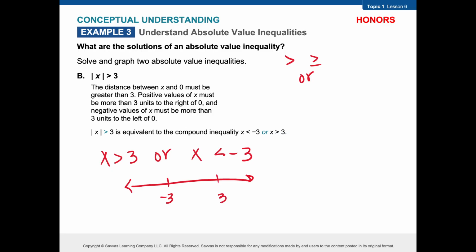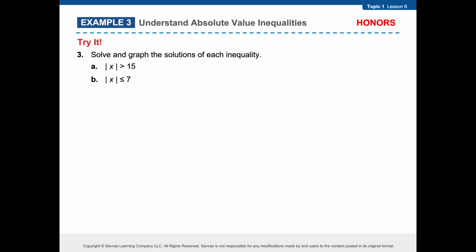So you have -3, smaller one on the left, bigger one on the right, numbers greater than 3 to the right, numbers less than -3 to the left, and they both have open circles. So letter A, solve and graph. Solving it, x has to be a number greater than 15, or x has to be a number less than -15.